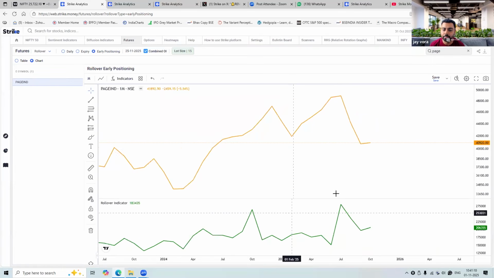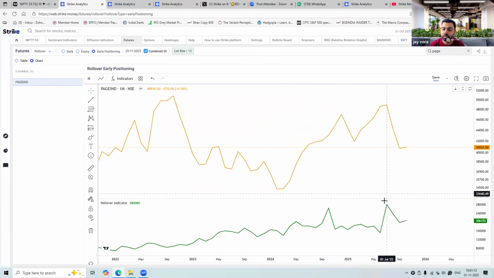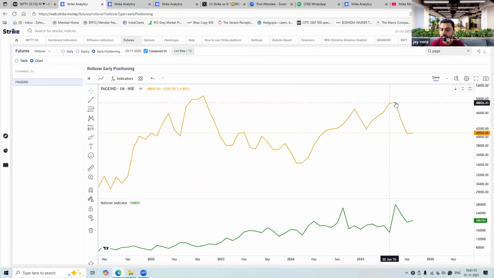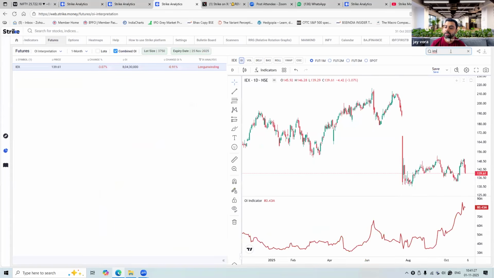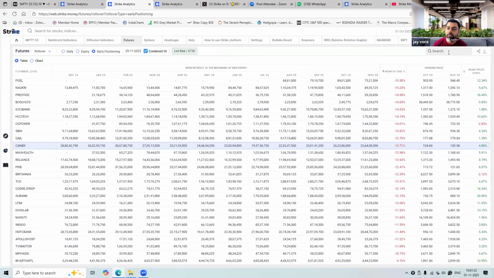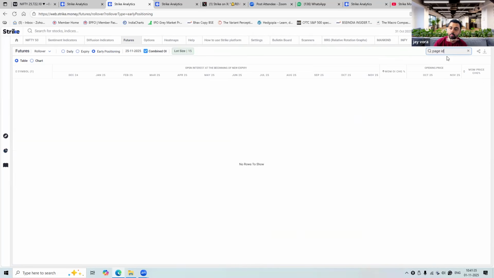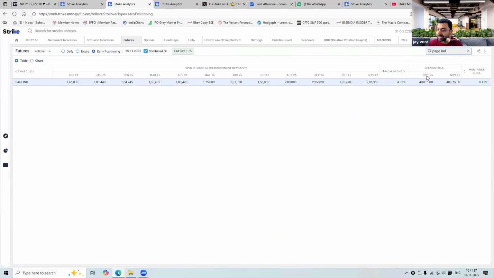Over here, there was a big surge in open interest, and the prices were showing down or something like that. When we go inside the rollover position, you will get a very different picture. So now see, Page Industries. If you want to get the details of the stock, you will have to click over here, right?